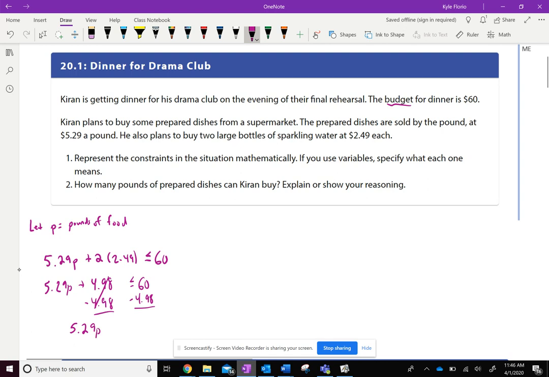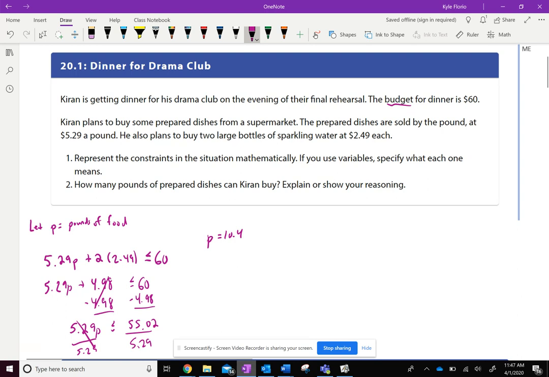then I'm left with $55.02. So I have $55.02 to spend just on the dishes. If I divide both sides by that 5.29, that'll tell me how many pounds of dishes we can have. So I'm getting 10.4. So I can't buy any more than 10.4 pounds.